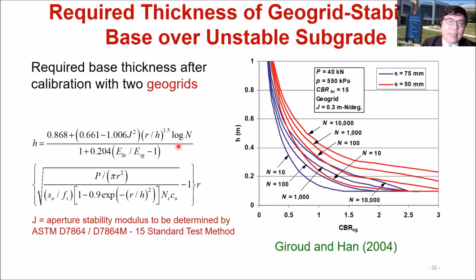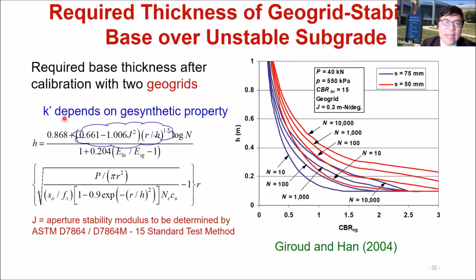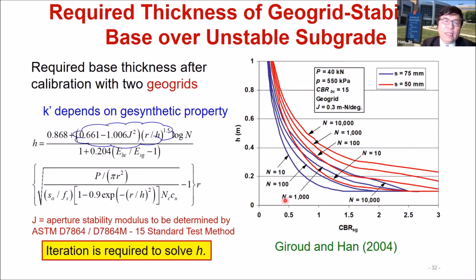In this one, K prime is a value that depends on the geosynthetic product. If you have your own product, you can calibrate this term for your product. We also developed design charts for specific products. In this formula, we need to use iteration to solve for H. Actually, you need about two iterations to solve that H value. If we have CBR1, you can go there to determine it is 0.3 meter for the geogrid sections.